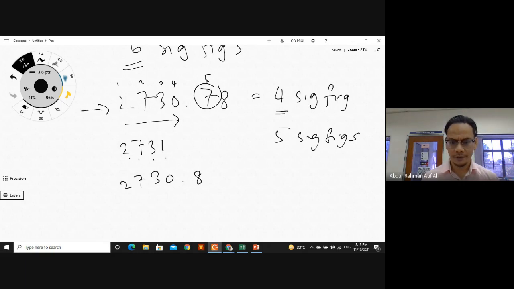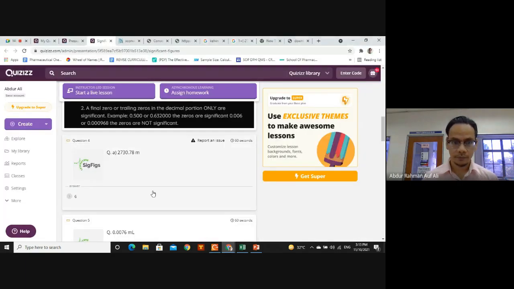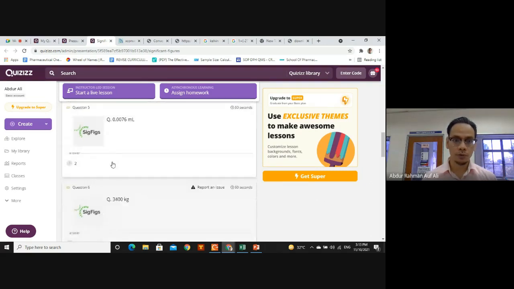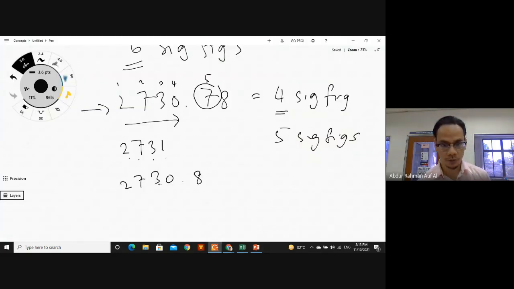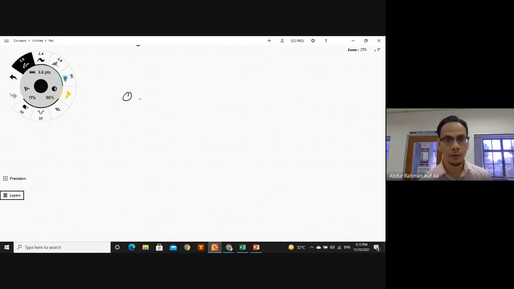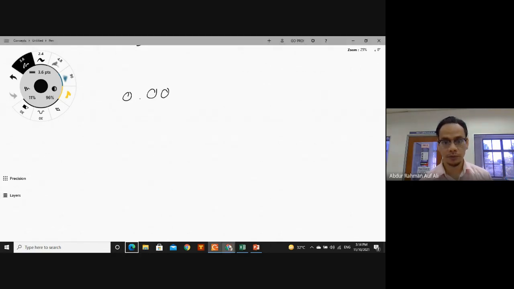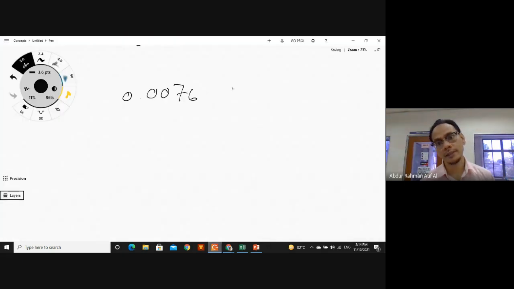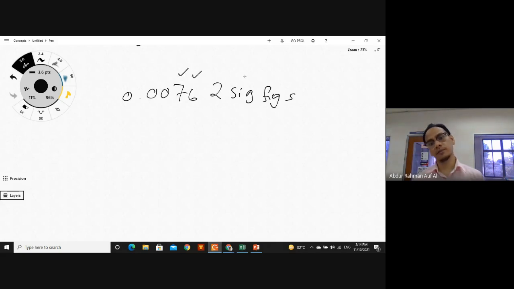Okay, look at another example. 0.0076. So dia tulis kat sini 2 significant figure sahaja. Let me scroll it up. 0.00, how many kosong before 7? 2 kosong sahaja. So 7, 6. So kat sini ada 2 significant figures only. Okay, because rule number 1, all non-zero digits adalah significant. So this is significant, this is significant.